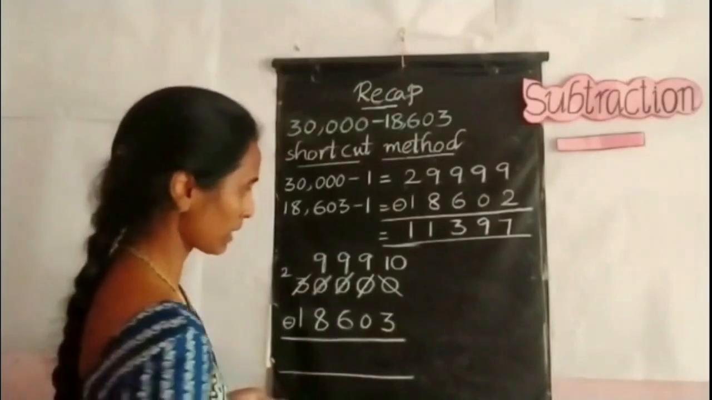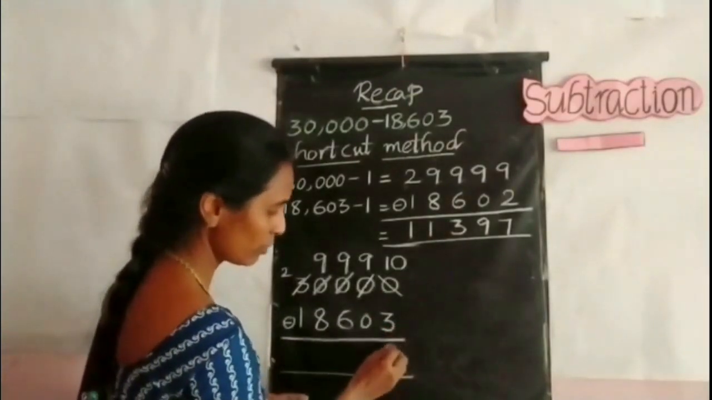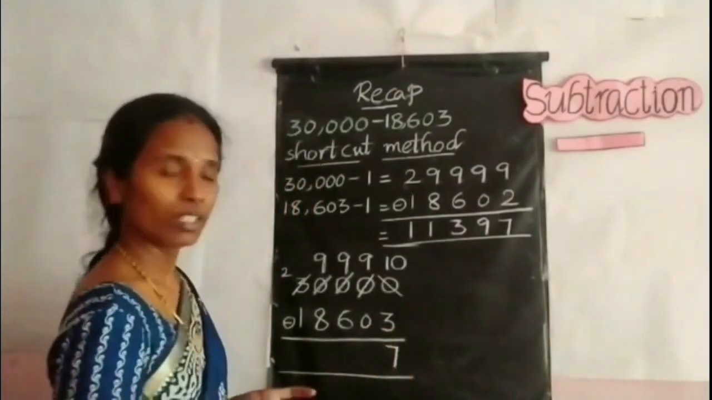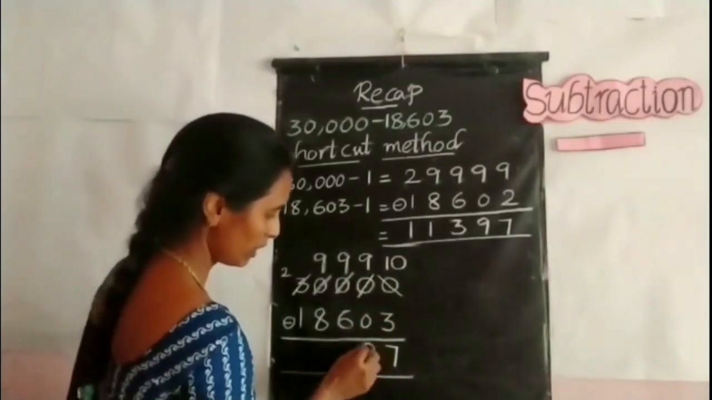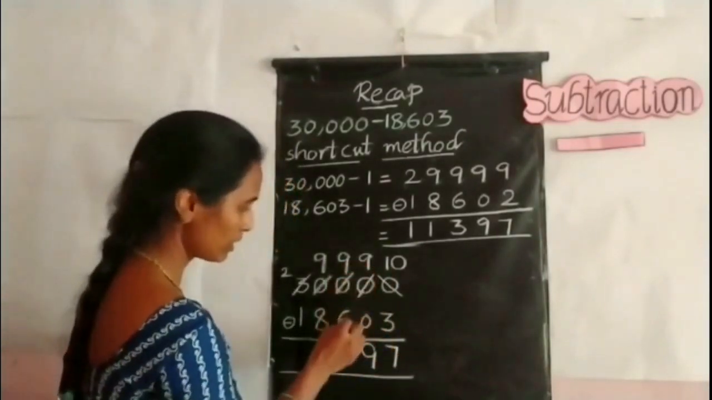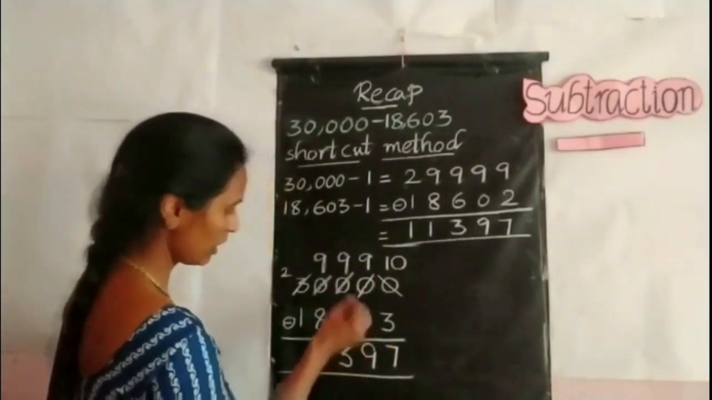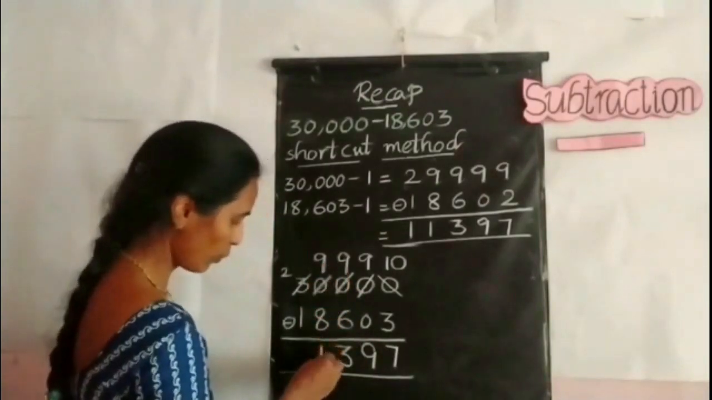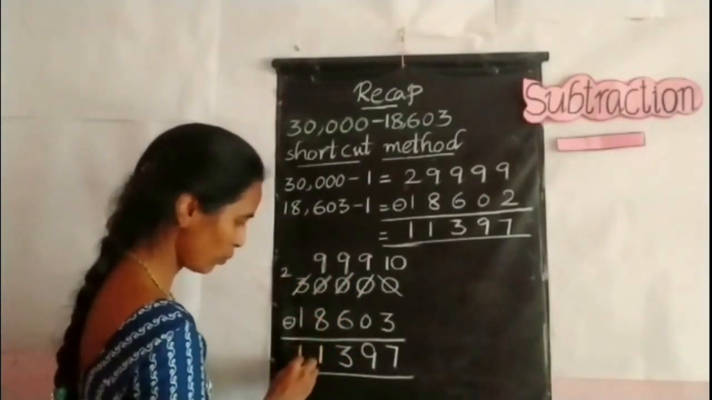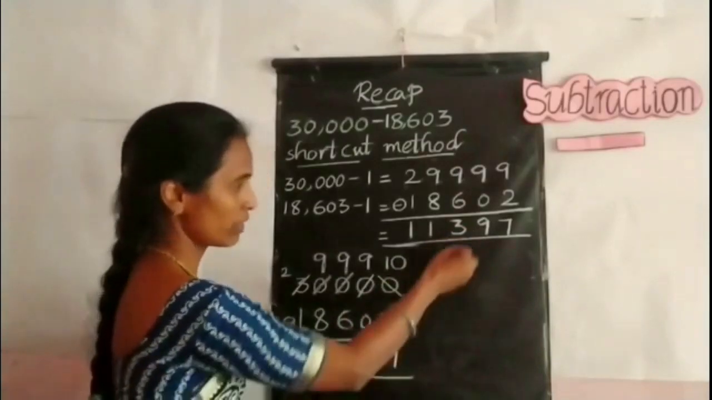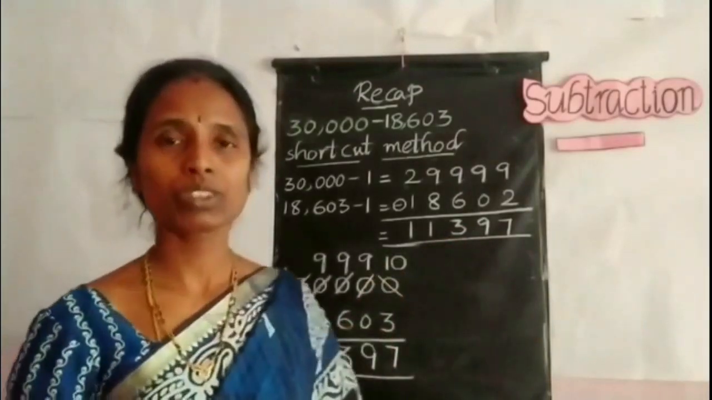Let us subtract. 10 minus 2, how much, children? 8. 9 minus 0, 9. 9 minus 6, 3. 9 minus 8, 1. 2 minus 1, 1. Look at here, children, both the differences are the same, no, children? So this is called the shortcut method.